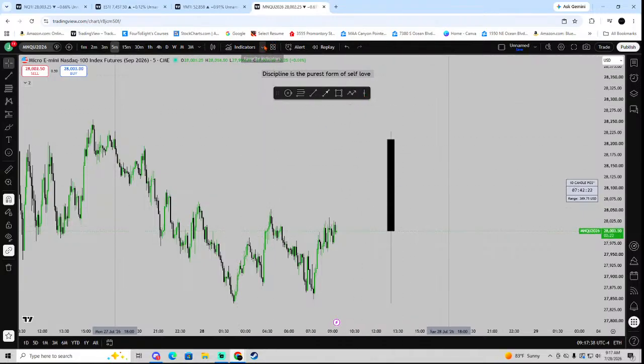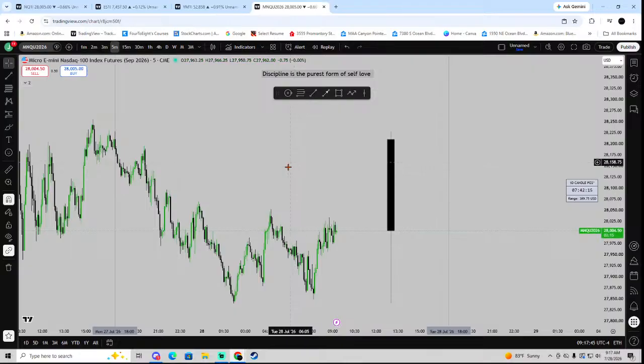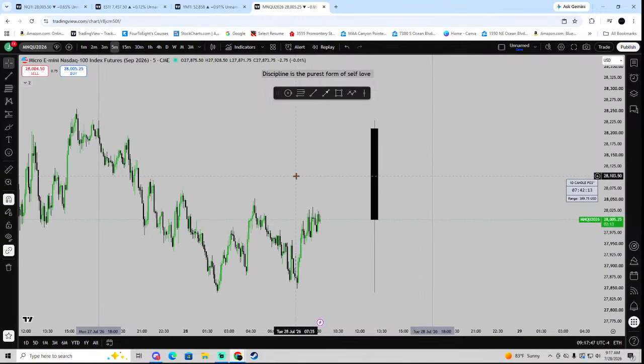But on TradingView, you just simply look up the indicator here, and this is the one. Higher time frame power of 3. I hope that helps.